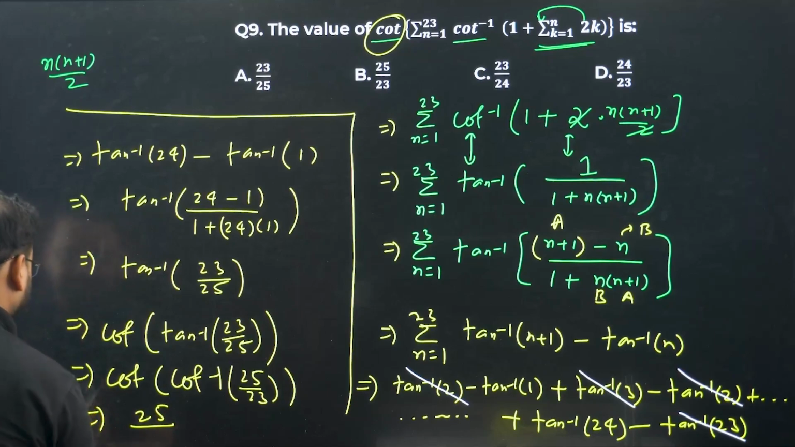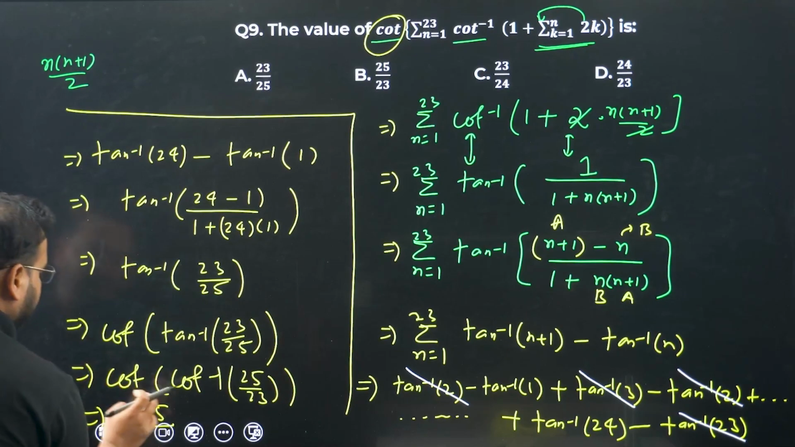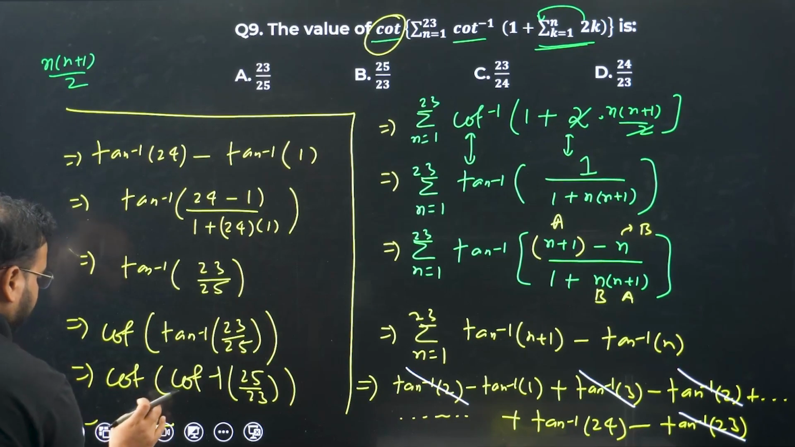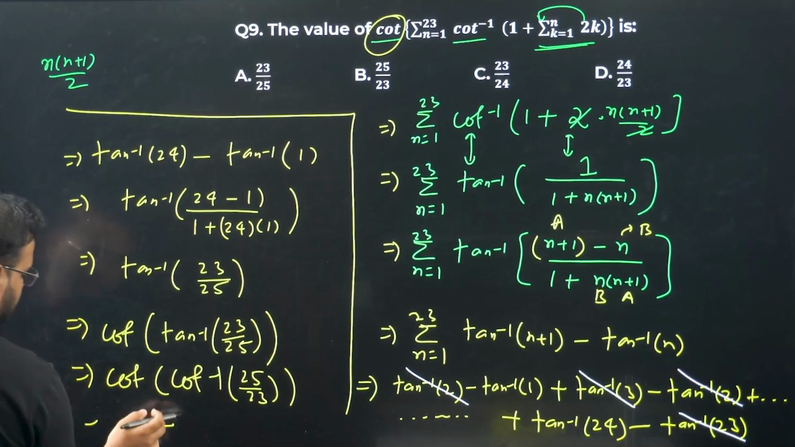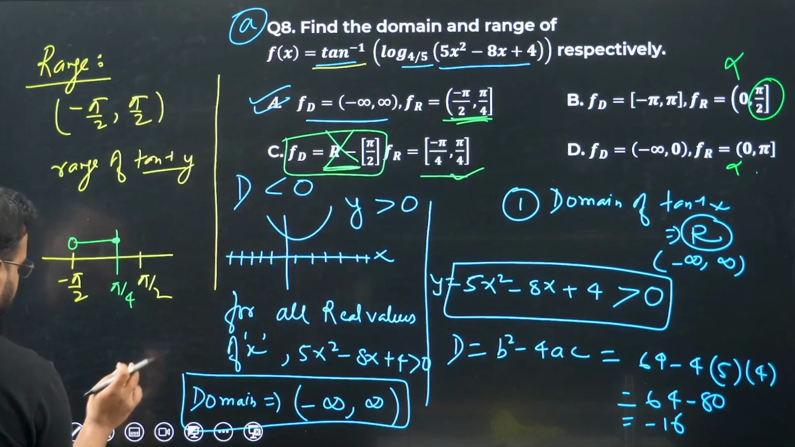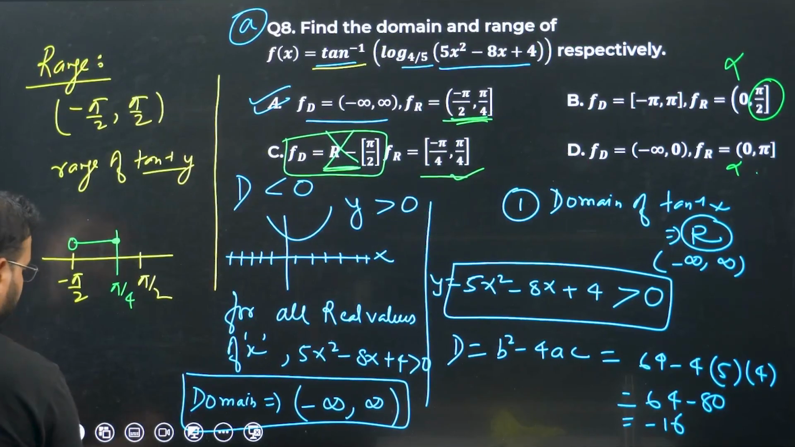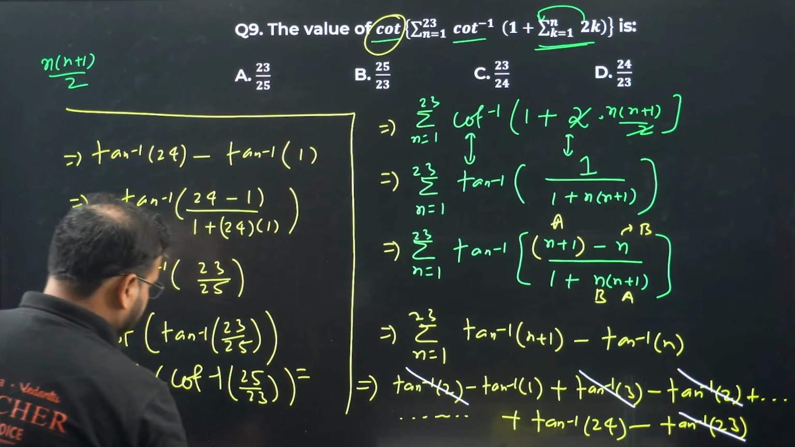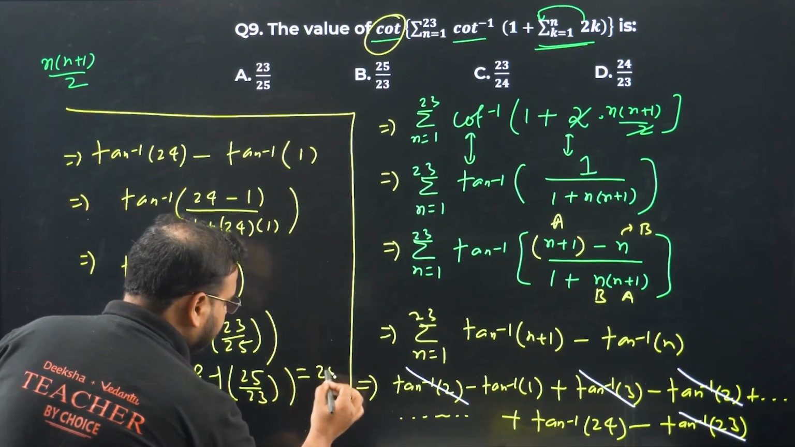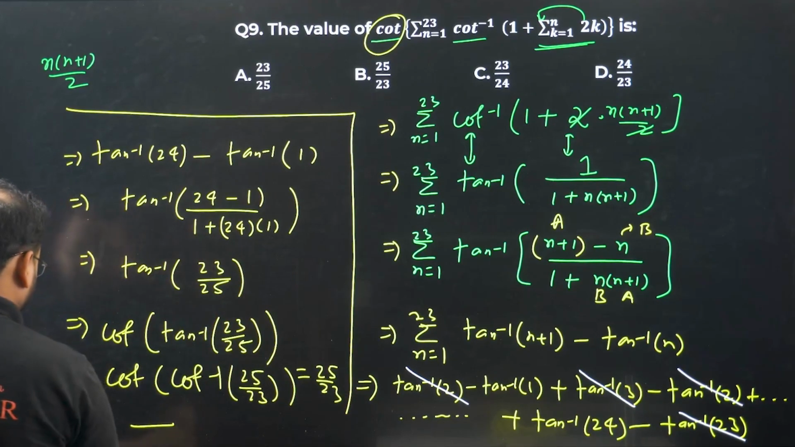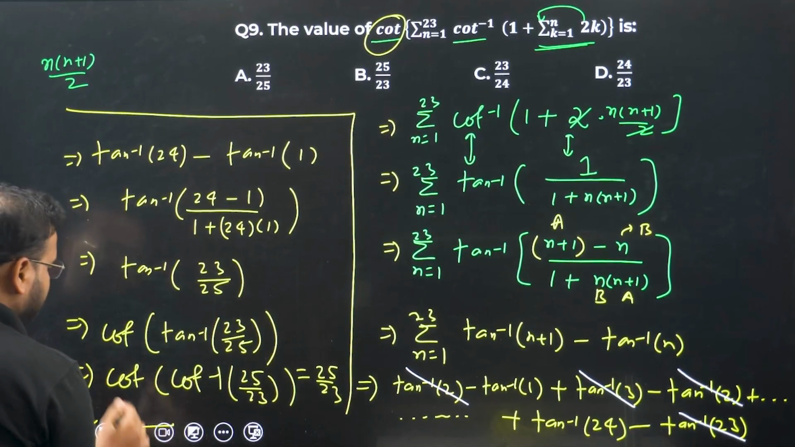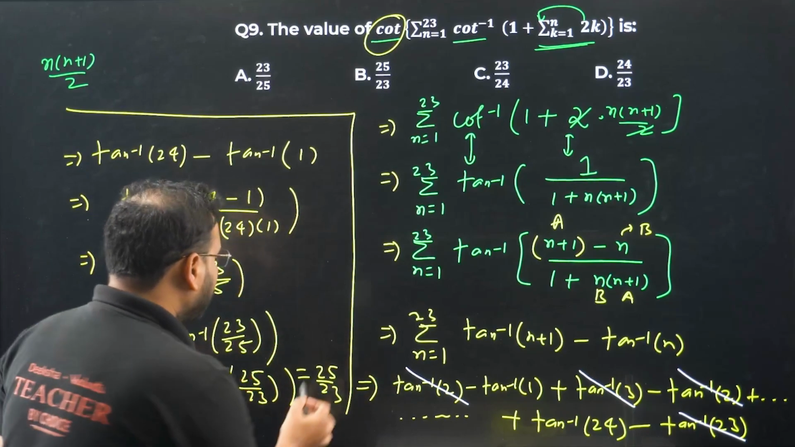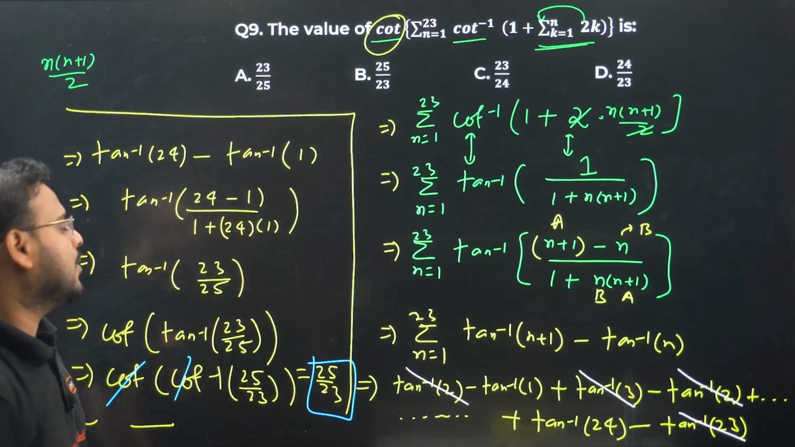Okay. So a little less space I have. This will become simply 25 by 23, because we're going to cancel these two, right? Cot and cot inverse will be cancelling each other. Cancel the effect. Answer will be 25 by 23. Option B.